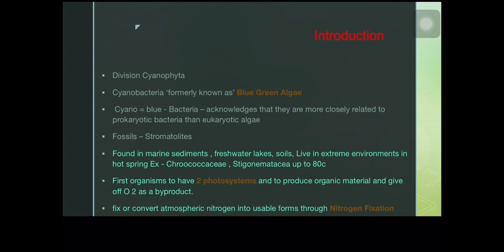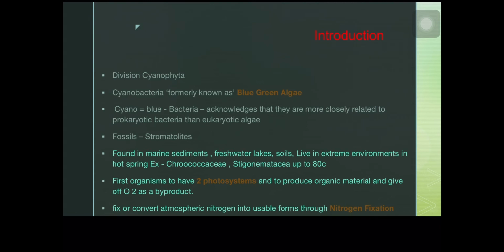The color is due to the presence of certain pigments. Cyano has a meaning of blue. Bacteria here shows that these organisms are prokaryotic rather than the eukaryotic algae. And the fossils of these organisms are termed stromatolites.